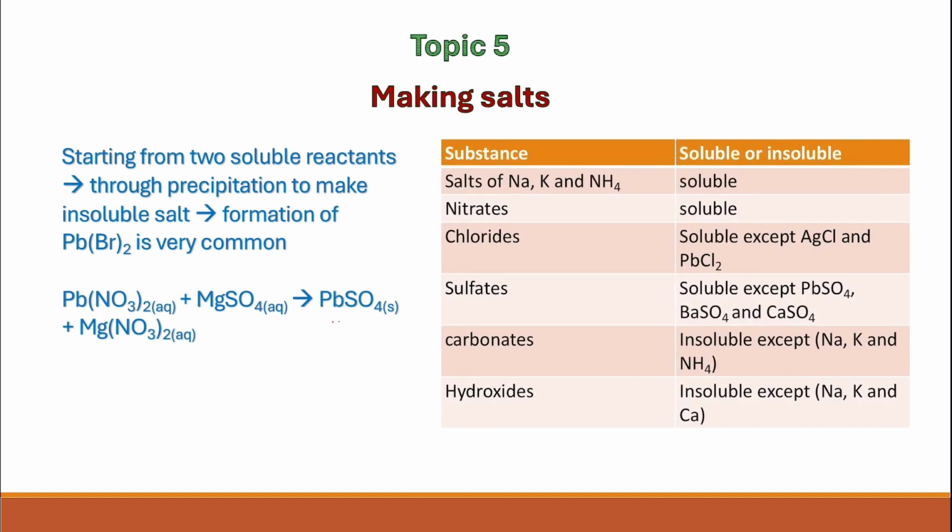So remember the table for the substances and the soluble and insoluble salts. As I said, the most common one probably is lead bromide. It comes from a reaction between a lead salt like lead nitrate, a soluble salt, along with maybe something like potassium bromide, that will give you the lead bromide as a solid.